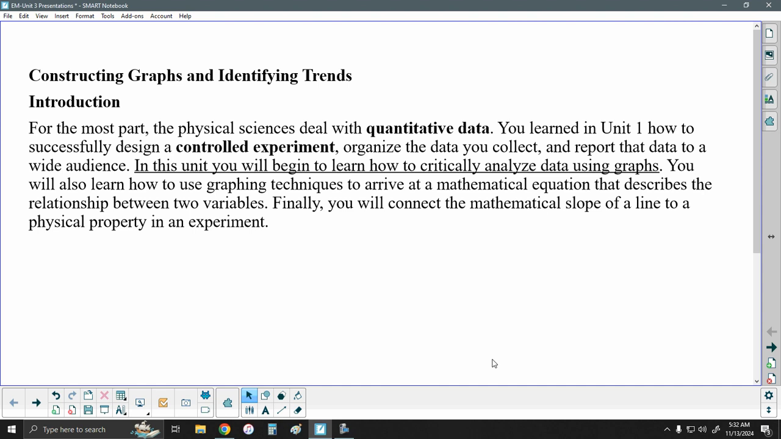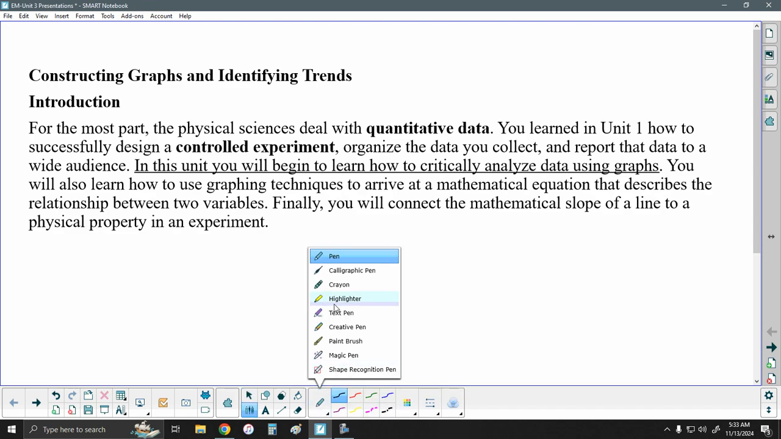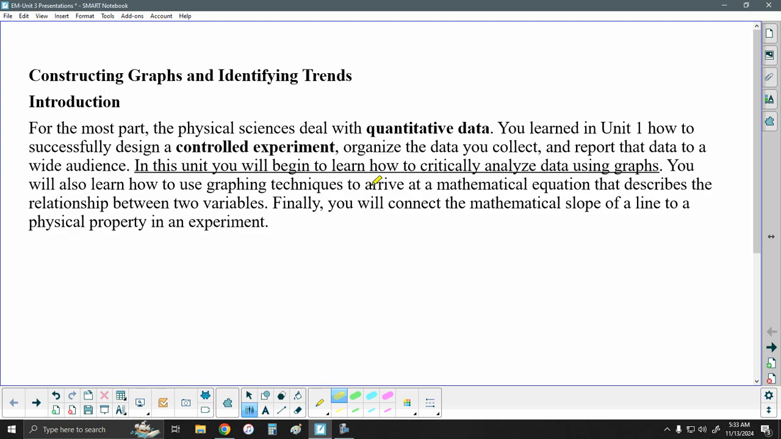In this unit, again, we're looking at really how to critically analyze data using graphs. That will also allow us to create a mathematical model, which is ultimately what we want to be able to do so that we are able to make predictions about future events. So if we have a mathematical equation, we can plug in some value that we're interested in and calculate what we would expect to happen if we were to be able to collect those measurements and see what would happen.